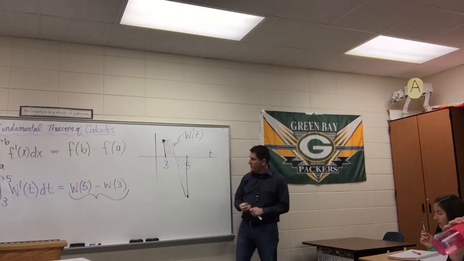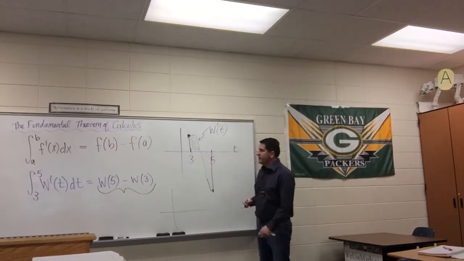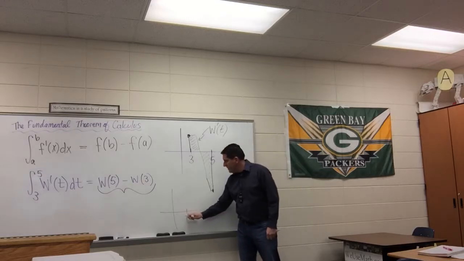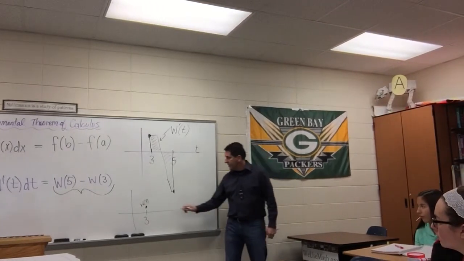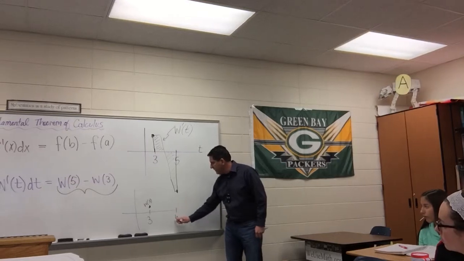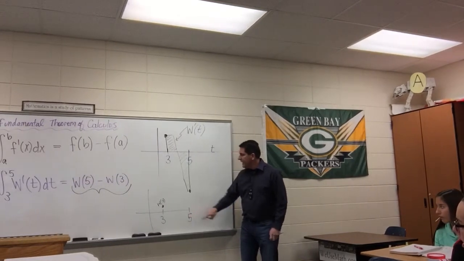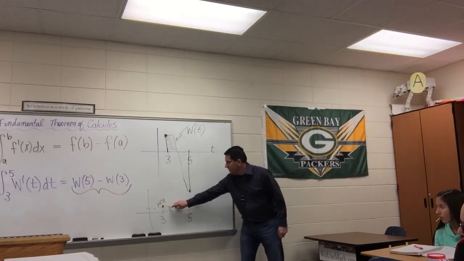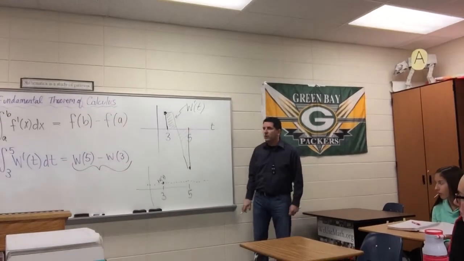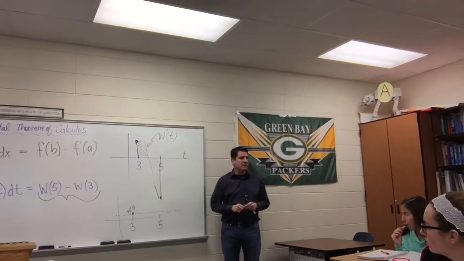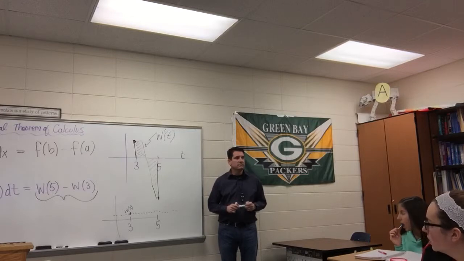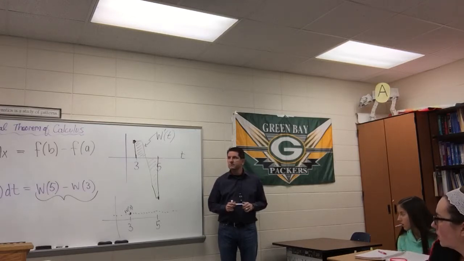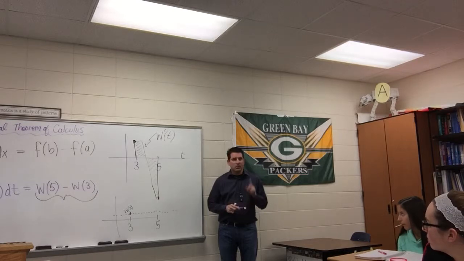Okay? So if I were to try to figure out what the function looked like, and suppose this is at 3. This value right here is w of 3. Okay. And over here, this is 5. Would w of 5 be above or below where w of 3 is? Would be below.